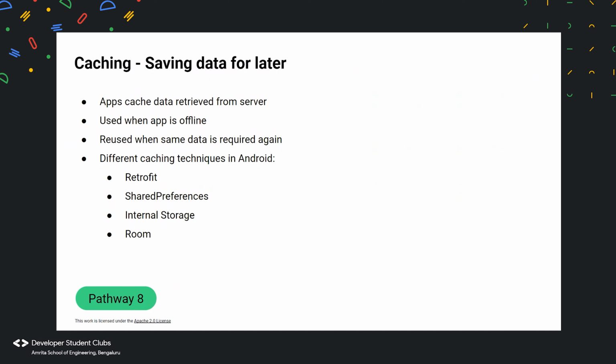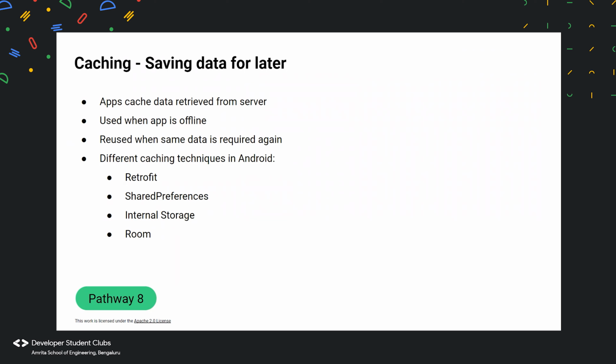There are a couple of different caching techniques in Android. They include using Retrofit, using shared preferences, internal storage, and Room. We'll be looking at Room in this code lab, but you can explore the other ones as well. I'll provide links later on.